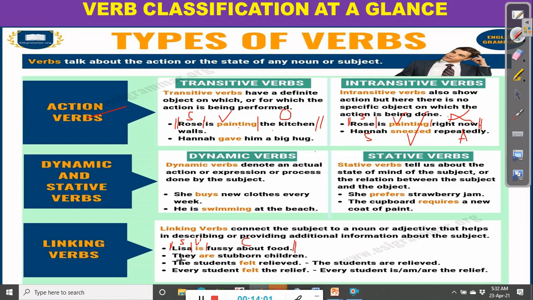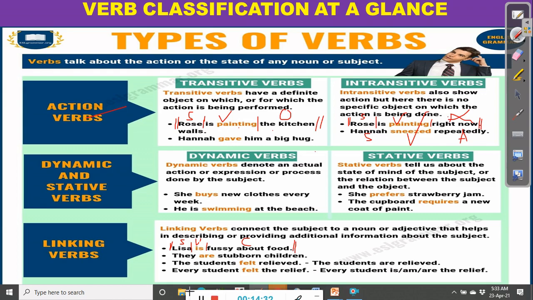The second example, they are stubborn children. Again, they is the subject, are is the verb, stubborn children, the complement. The students felt relieved. The students, subject; felt, verb; relieved, complement. All right. Every student felt the relief.